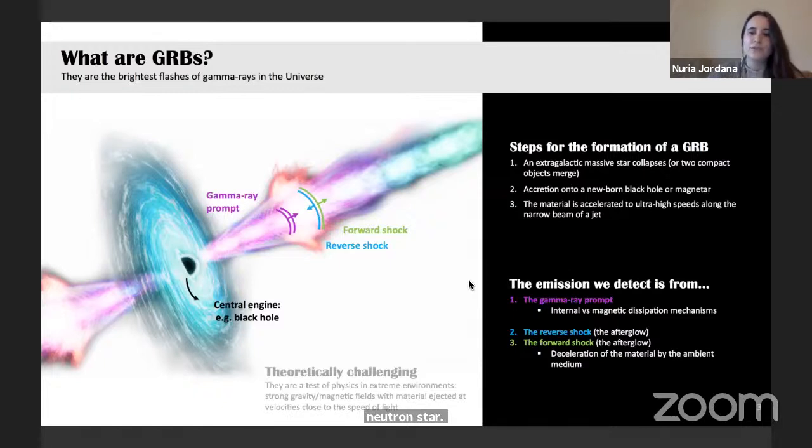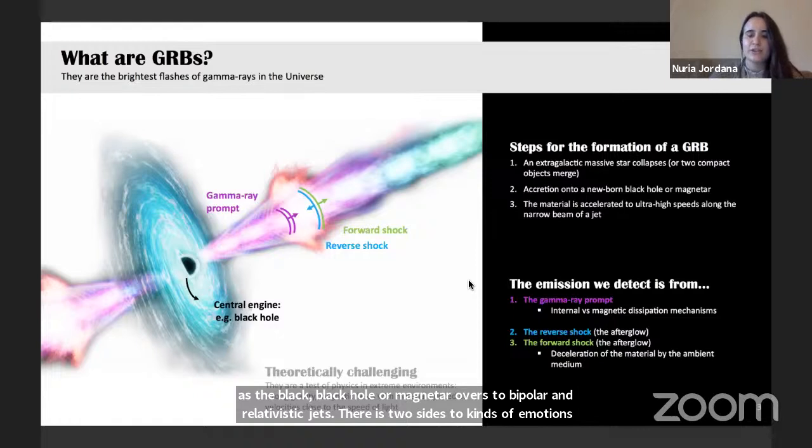The accretion onto these newborn compact objects, such as a black hole or a magnetar, powers two bipolar and relativistic jets. There are two kinds of emission that we detect. We detect emission from the gamma ray prompt or emission from the afterglow. The gamma ray prompt mechanism is less well understood than the afterglow, and there are two competing mechanisms.